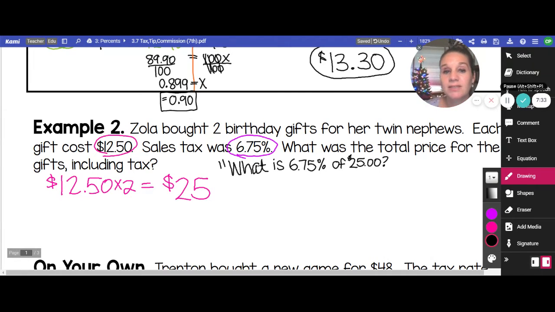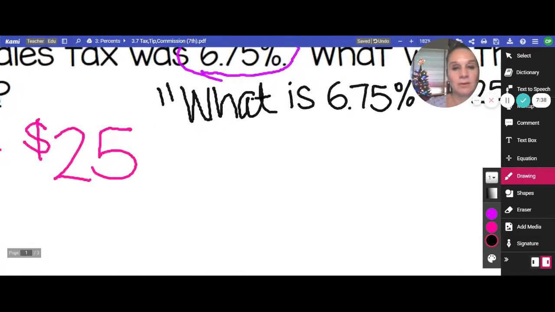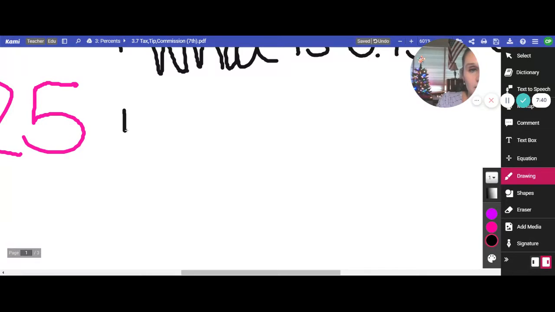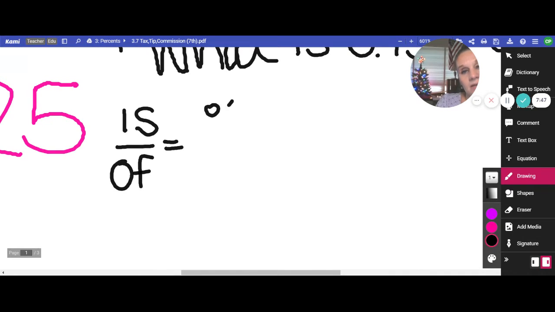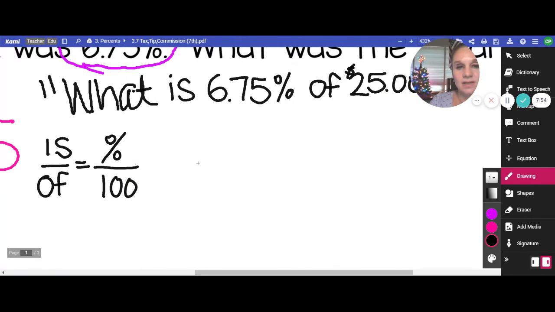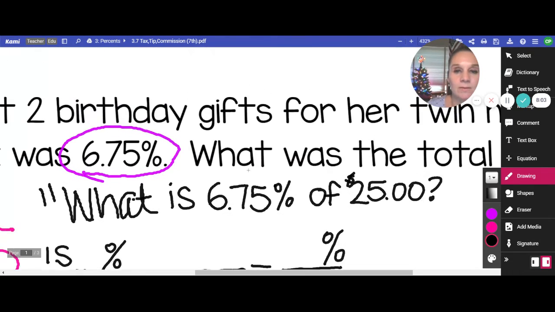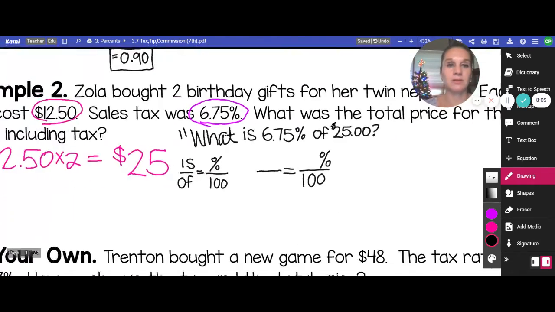So now I need my is over of proportion, and we need to figure out what goes in which place. So I'm going to zoom here, and I'm going to put my is over of is equal to my percent over 100. And then next to it, I want to put just kind of a skeleton. So I want to fill in this with a percent, and keep my 100. Now I'm going to zoom back out.